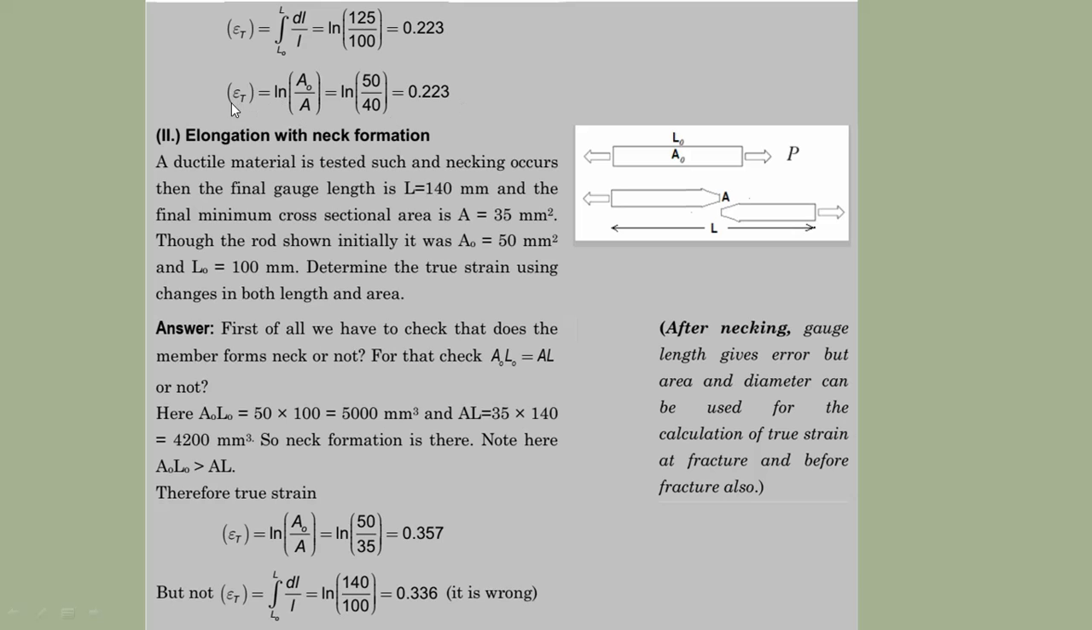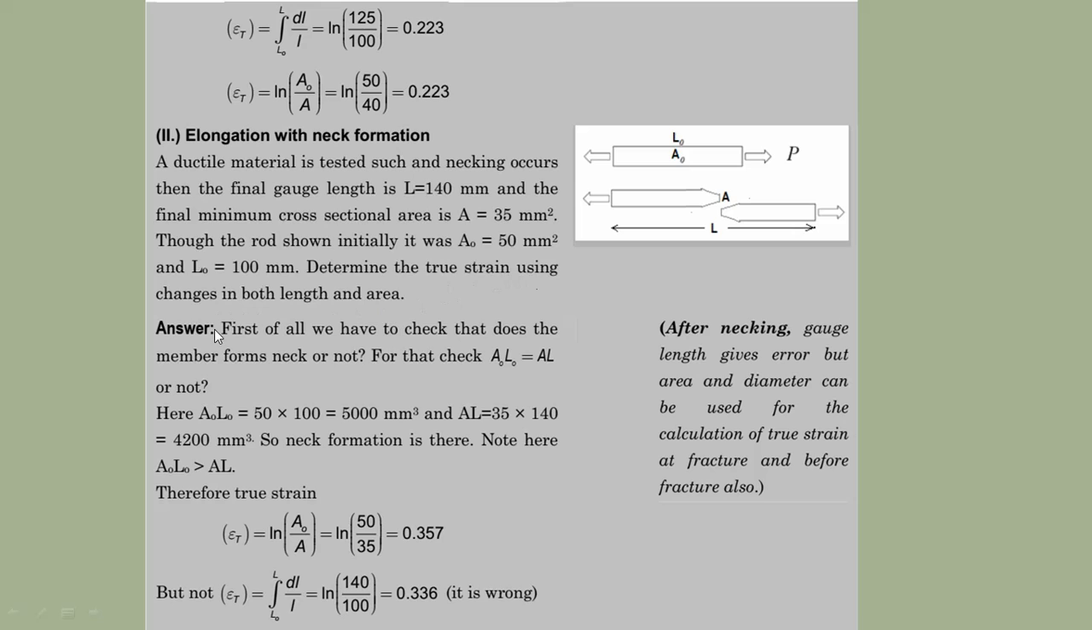Now, elongation with neck formation. If neck formation is there like this, there should be a breakage, a break point. So a ductile material is tested such that necking occurs, then the final gauge length L is equal to 140 mm and the final minimum cross sectional area A is 35 mm square. So the minimum cross section area is 35 mm square. For the rod shown, initially A0 is 50 mm square and L0 is 100 mm. Determine the true strain using changes in both length and area.